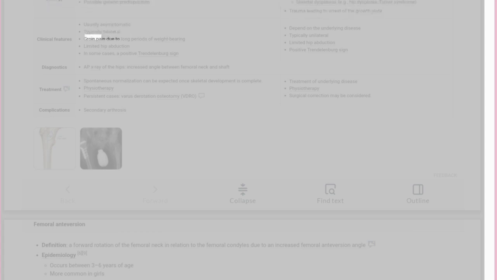Usually asymptomatic, typically bilateral. Groin pain due to long periods of weight-bearing, limited hip abduction, in some cases a positive Trendelenburg sign. Depends on the underlying disease, typically unilateral, limited hip abduction, positive Trendelenburg sign. Clinical features. Diagnostics: AP X-ray of the hips, increased angle between femoral neck and shaft.